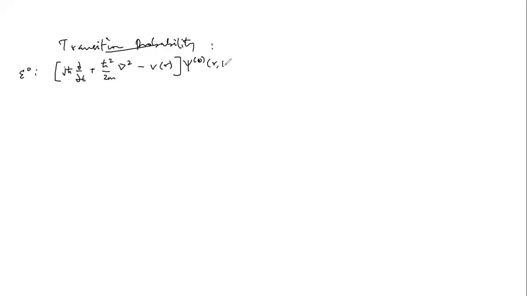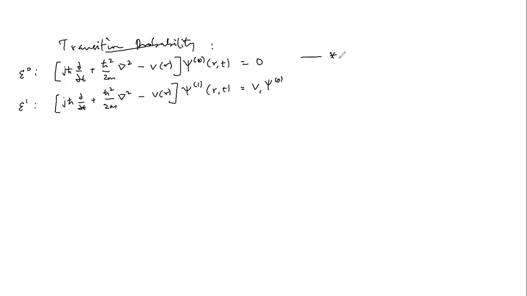This is equal to 0. And then the first order gives us j h cross d/dt plus h cross squared over 2m lambda squared. So here, at t equal to 0. So let's say this is our fifth equation, 5-1. This is 5-2.